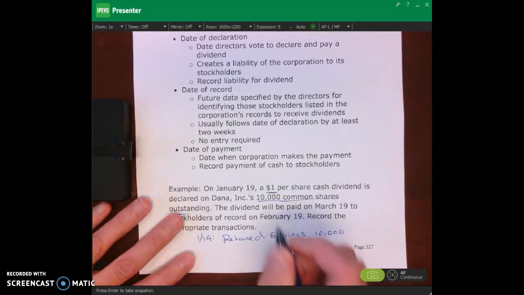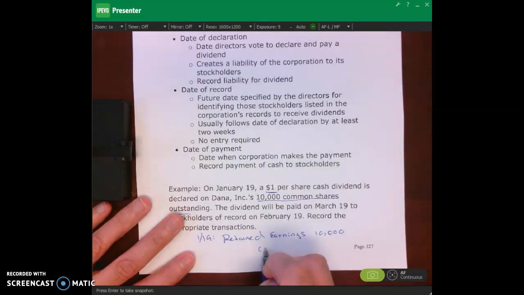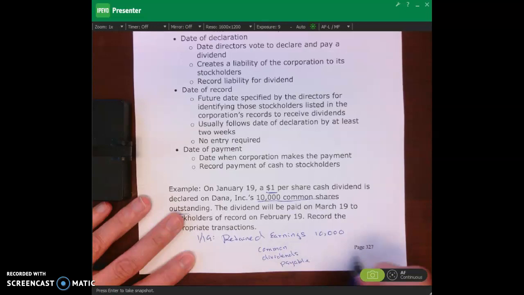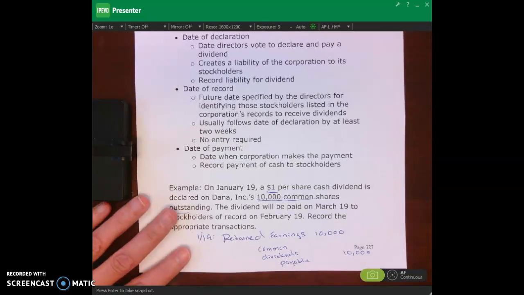And then I will credit my liability of common dividends payable for my $10,000. And that's my journal entry right there.